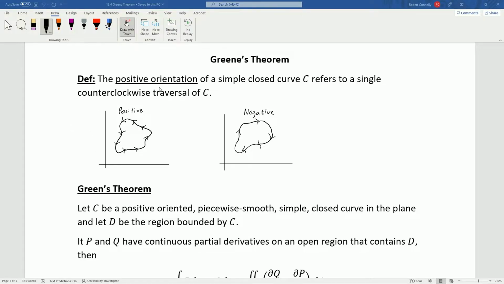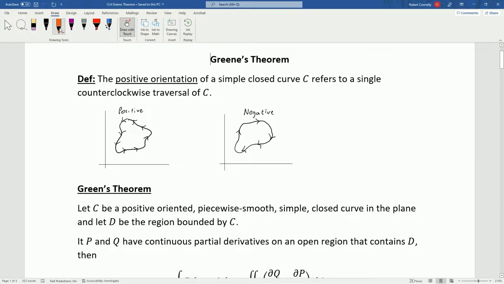So the positive orientation of a simple closed curve C refers to a single counterclockwise traversal of C. So if we look at this graph here, we've got this curve, we're going counterclockwise. We think of that as positive. And if we were going clockwise, we think of that as a negative orientation.